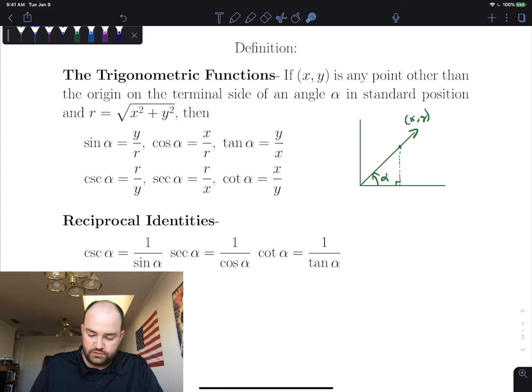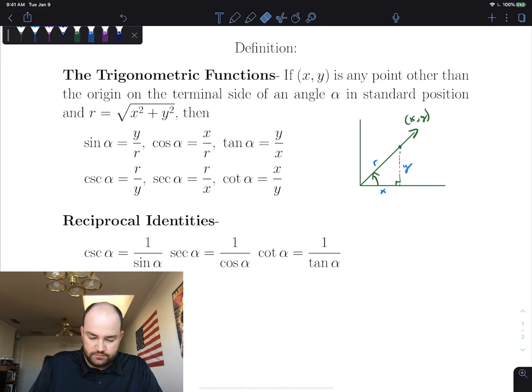And so what we're going to do is start looking at this in terms of x's and y's. So this is the x coordinate, this is the y coordinate, and this is r here. By the way, this is why r is the distance from the origin to the (x, y) coordinate, and that'll just give you the square root of x squared plus y squared. Now, sine alpha is y over r.